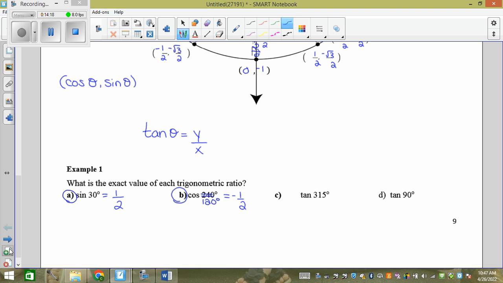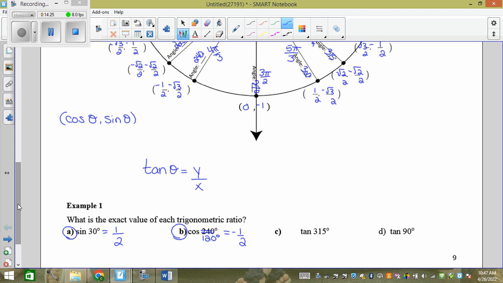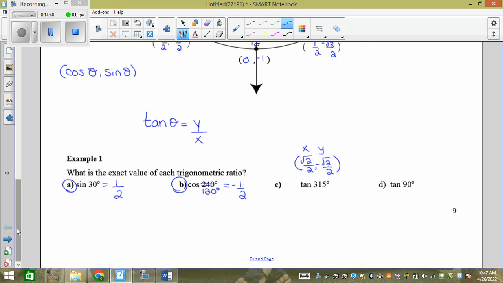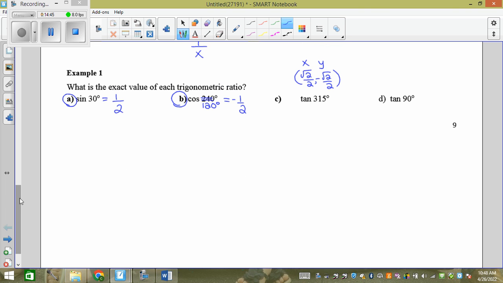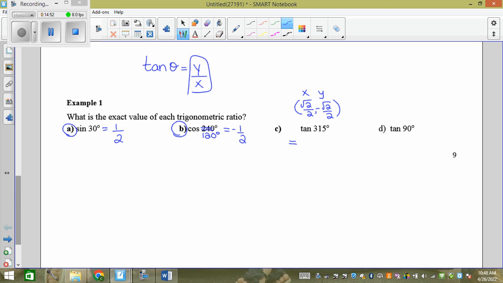So, if I want to find tan, can I find it really quick? No. I'm going to have to do the y value divided by the x value, correct? So I go to 315. You'll find out that 45s are the best thing on the planet. So at 315, I have root 2 over 2 and negative root 2 over 2. So that's my x and that's my y. We agree? I want tan 315. So I'm going to go tan 315 equals my y divided by my x, because it's your Xbox.